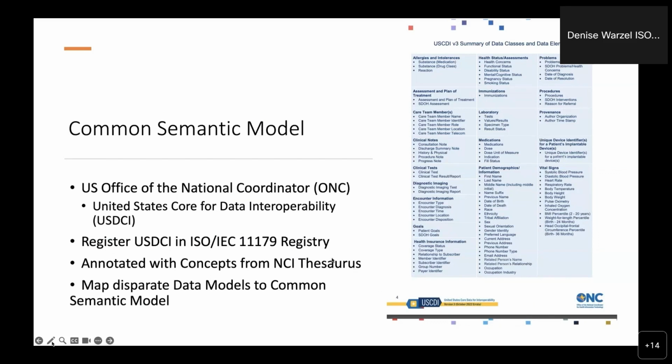This model is going to be registered in NCI's 11179 metadata registry. Again, the concept annotations will come from the NCI Thesaurus, and that will allow us to map across disparate data models to this common semantic model.